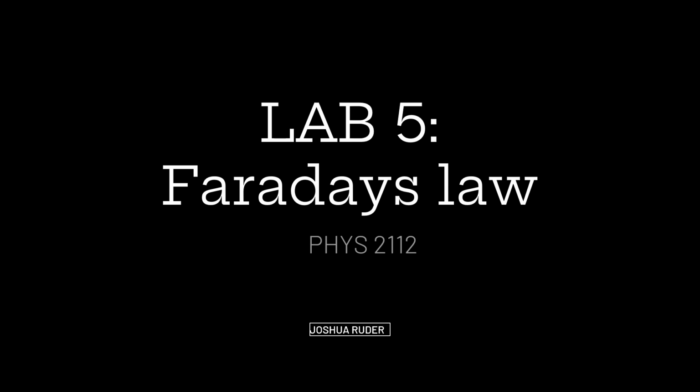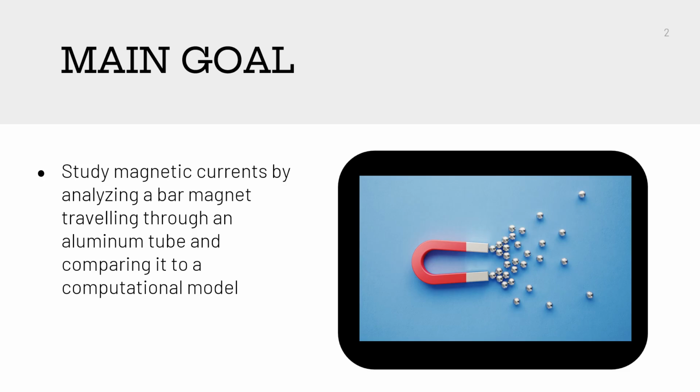This is my Physics 2112, Lab 5 on Faraday's Law. The main goal of this lab was to study the magnetic currents by analyzing a bar magnet traveling through an aluminum tube and comparing it to a computational model that we developed through GlowScript.